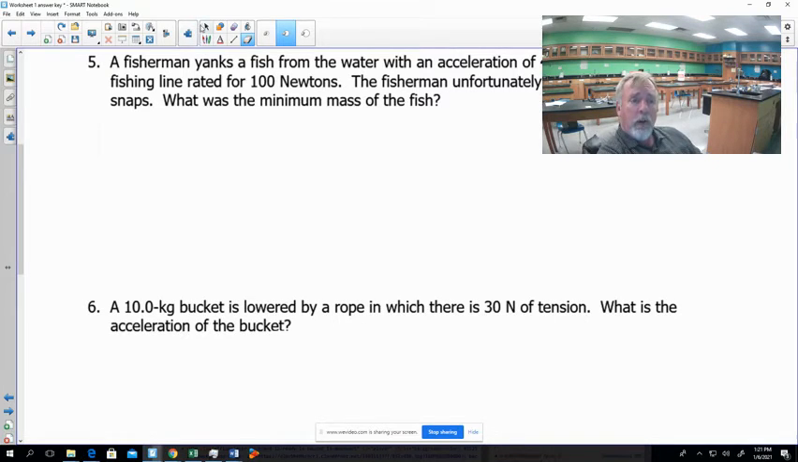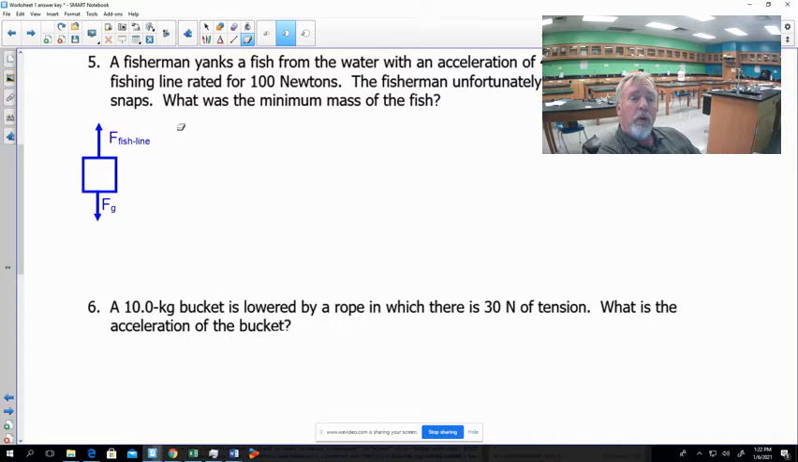Just like in the previous problem, or in all these problems, I want you to start with your free body diagram. Put in your box to represent your object. What do we know? We know we've got gravity. We know we've got a tension from our fishing line. So I just called that the force due to the fishing line.